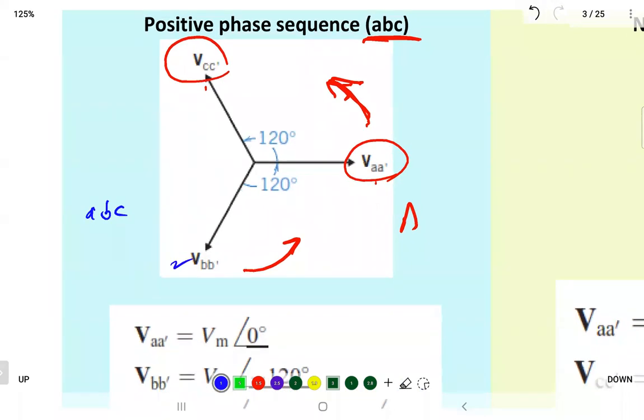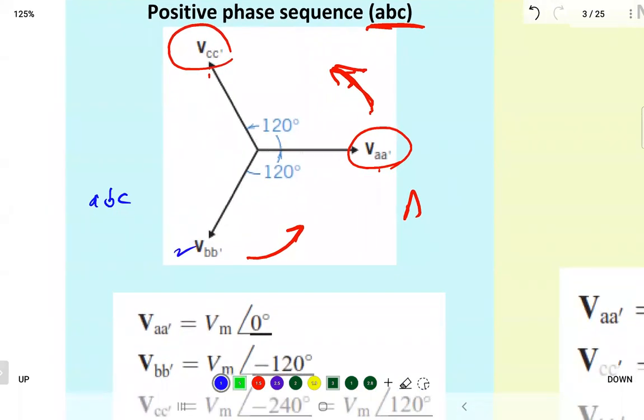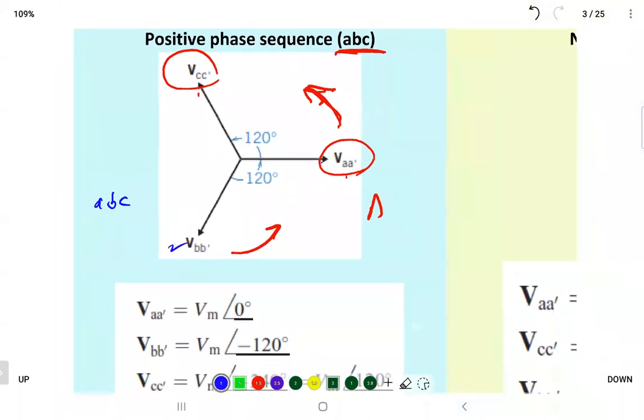And another thing here, if you look at phase A, it's at angle 0, right? And phase B is lagging. Lagging means behind A by 120. So that's how we can know the sequence. You see what's behind each phase, what comes after each phase.